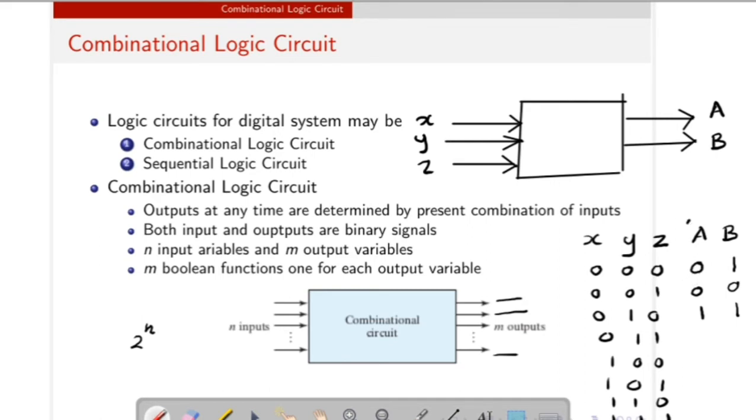So we have a Boolean expression for this A output and also B output. So the Boolean expression for this combinational circuit is actually the Boolean expression for A and the Boolean expression for B. So this A and B depend only on the inputs x, y, z. So for each input combination, this combinational circuit produces some output. Okay, so that's the combinational logic circuit.